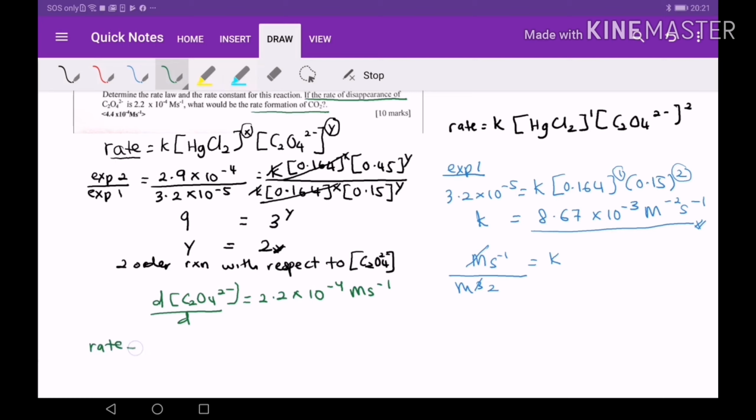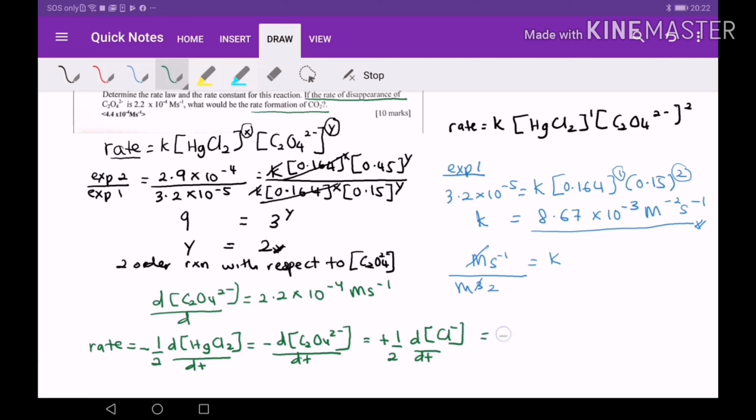So rate sama dengan negatif 1/2 dHgCl2 dt equal to negatif dC2O4 2 minus over dt sama dengan positif 1/2 sebab dia produk dCl minus dt sama dengan positif 1/2 dCO2 dt, so equal to positif dHg2Cl2 dt.